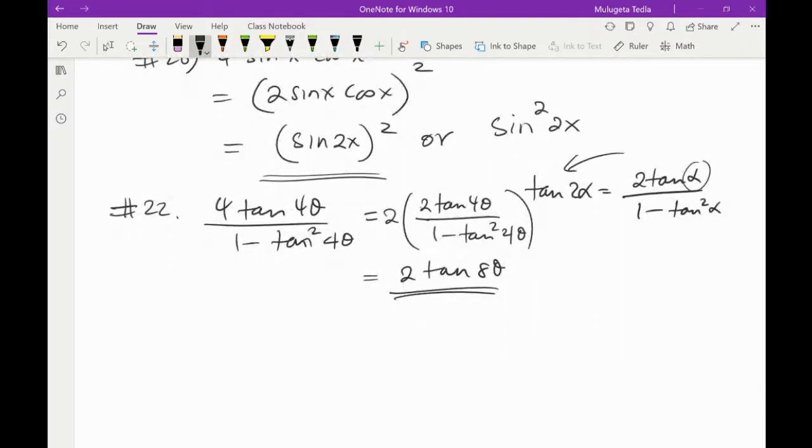Remember, you cannot just change it. Some changes have to be done on the angle before you change it to the compact form. When you're going from the expanded to the compact form, make sure you double the angle. When you're going from the compact form to the expanded form, make sure you half the angle. That is a question.